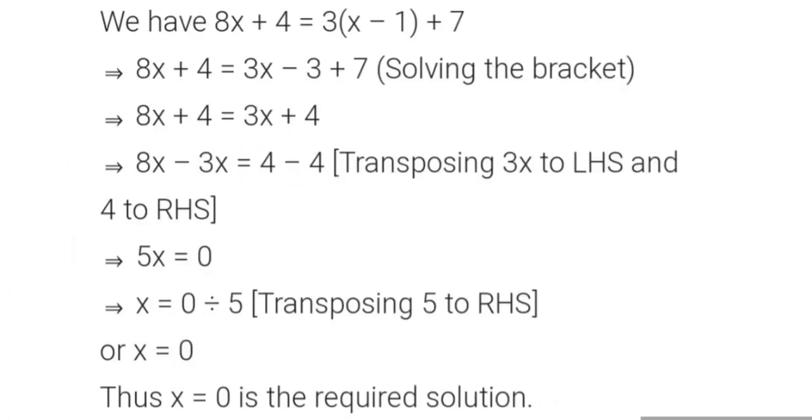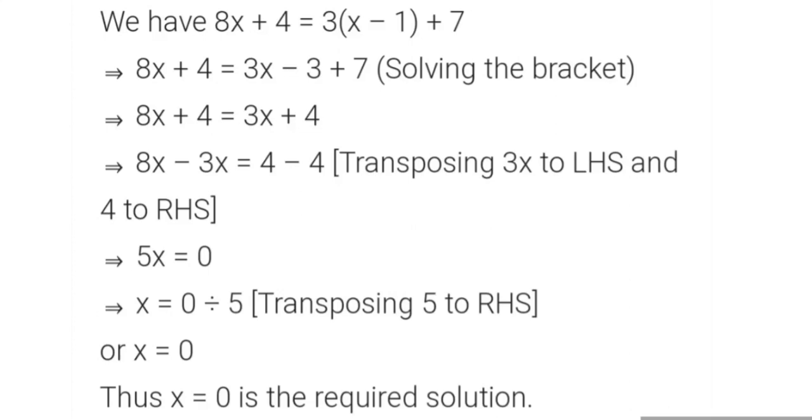So first we will open the bracket. Left hand side, the same thing will come: 8x plus 4 is equal to 3 into x minus 3 into 1 is 3, plus 7. So 8x plus 4 is equal to 3x, and 7 minus 3 is 4, so plus 4. Now transposing 3x to left hand side and 4 to right hand side.